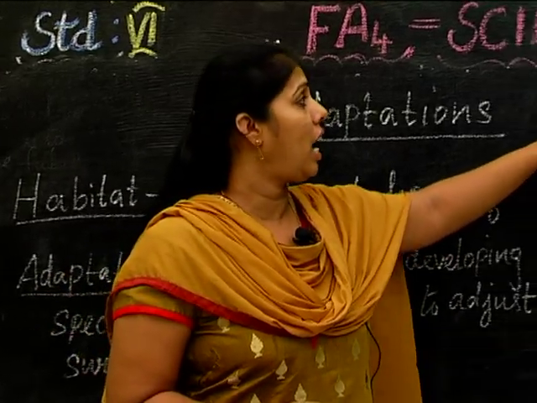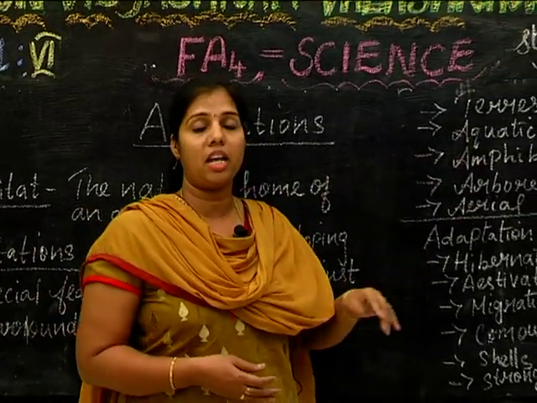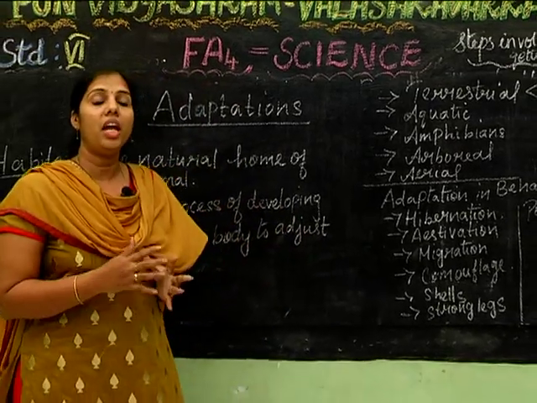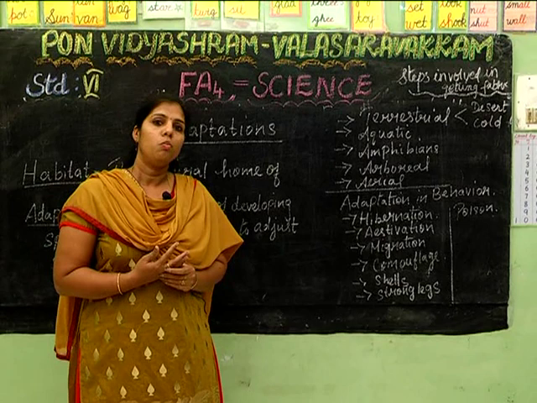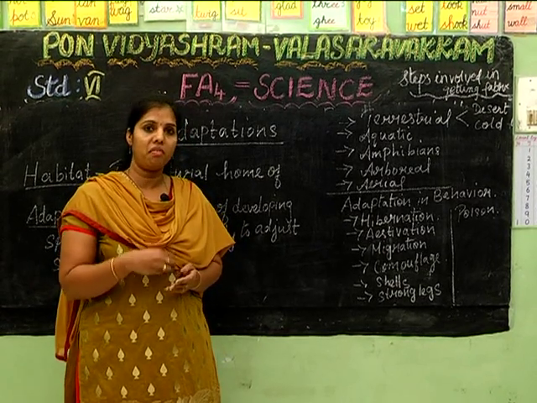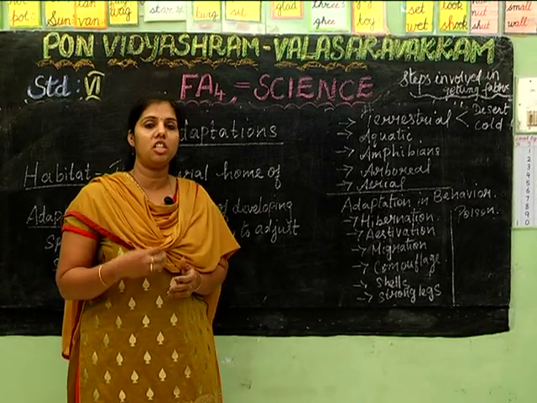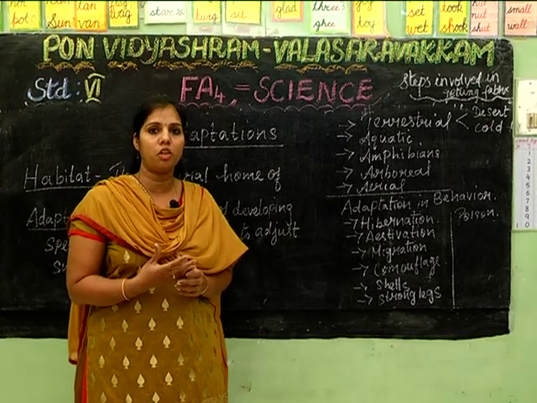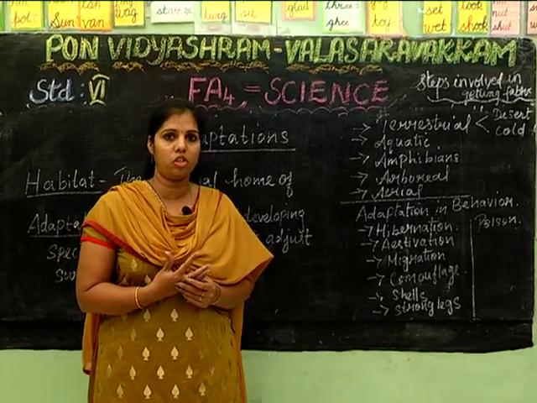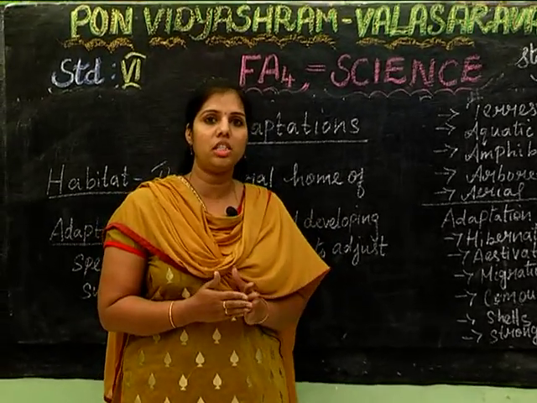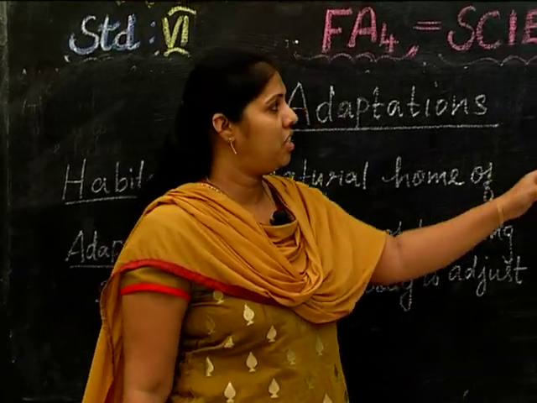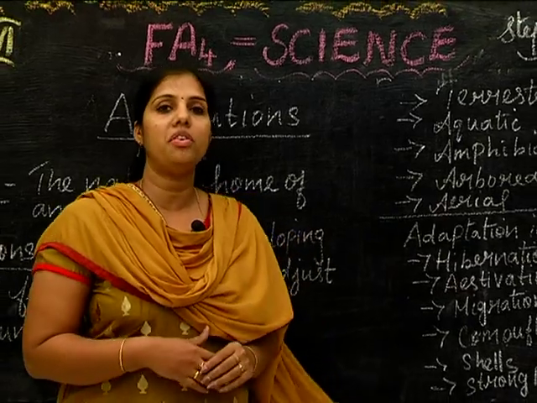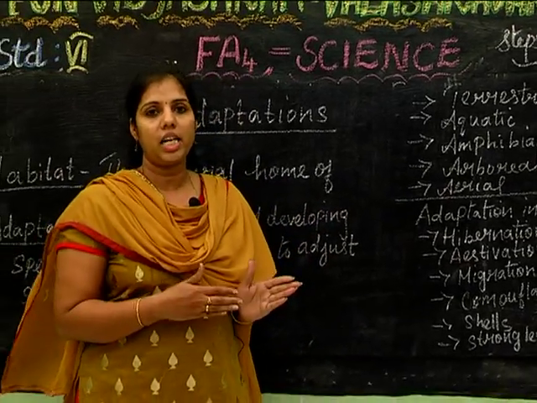Not only animals, if you take the desert plant cactus, they have leaves which are modified into spines, which helps them to survive in the desert region. That is, they prevent the loss of water called transpiration, and they have a spongy stem which can store the water.